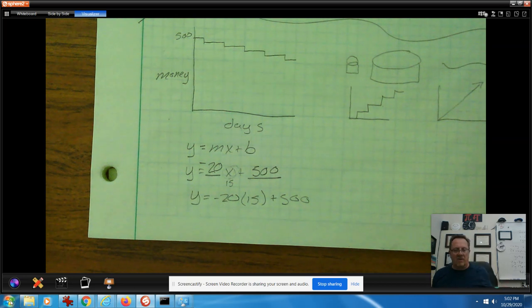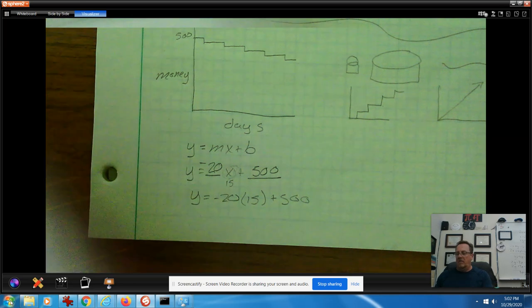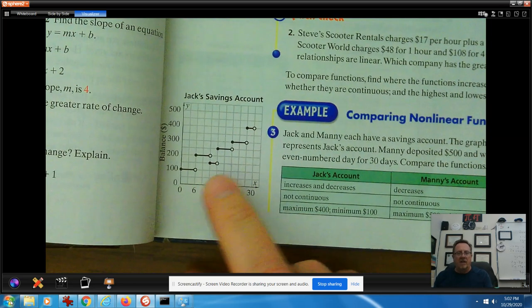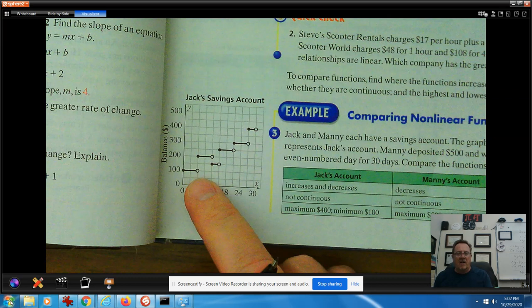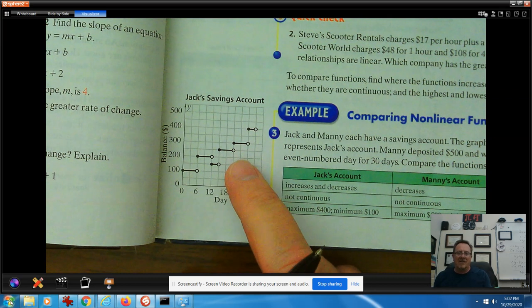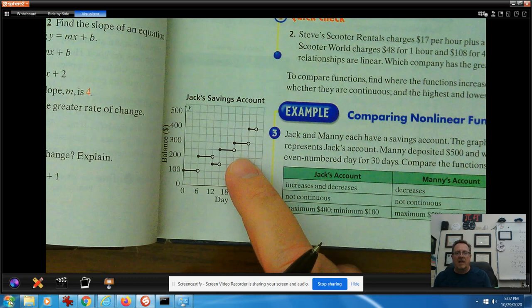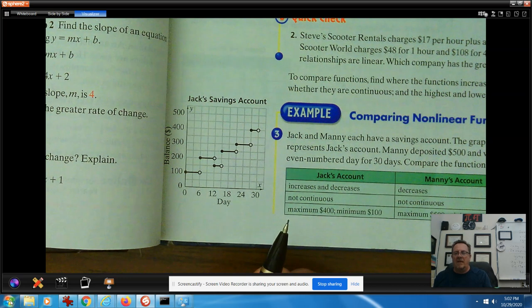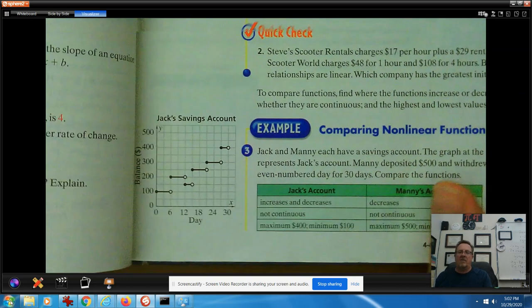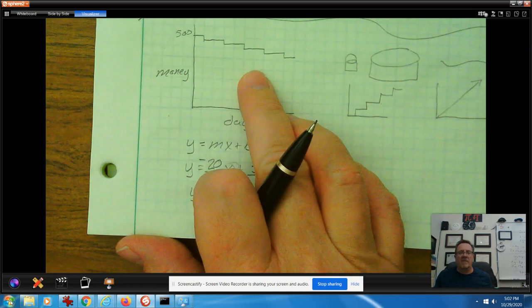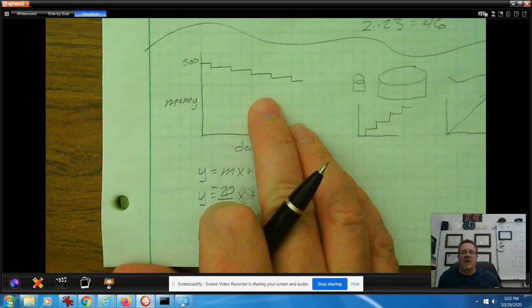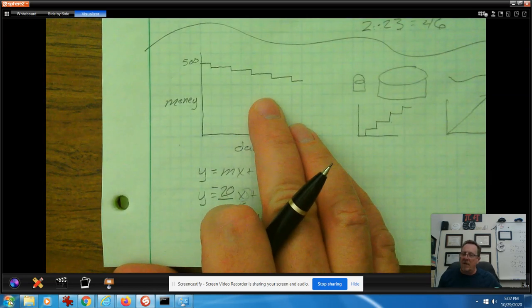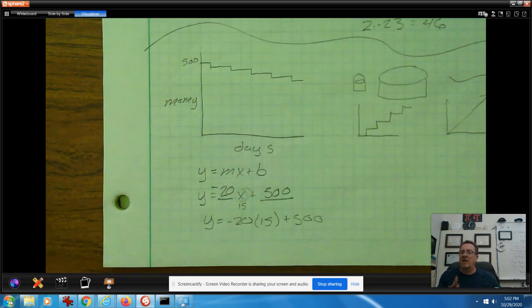We're going to compare the two functions. And so remember when we were talking about Jack's account, we said, well, he starts off with $100. It's going to go up and down. It's discrete, not continuous. And he ends up with $400 in his account. What's happening with Manny's account? Well, in Manny's account, and we can, again, think about the picture that we drew here, Manny's going to start off with $500. He's going to end up with $200, and it just continually decreases, but is not continuous. It's still discrete.